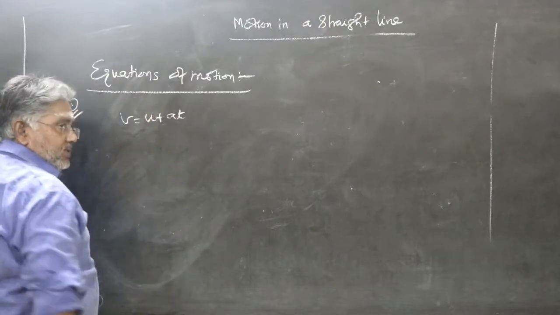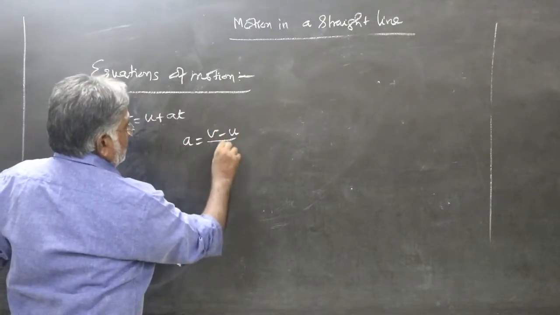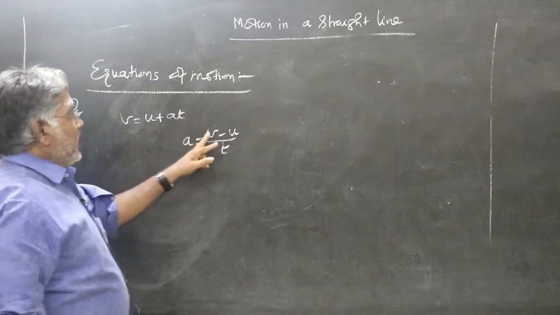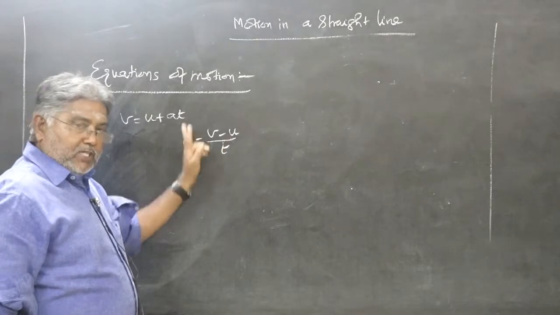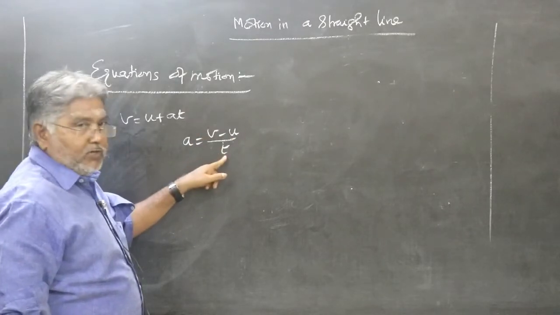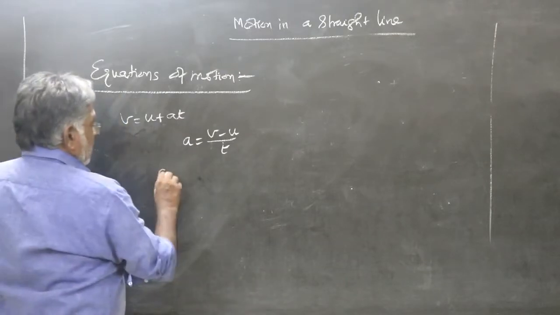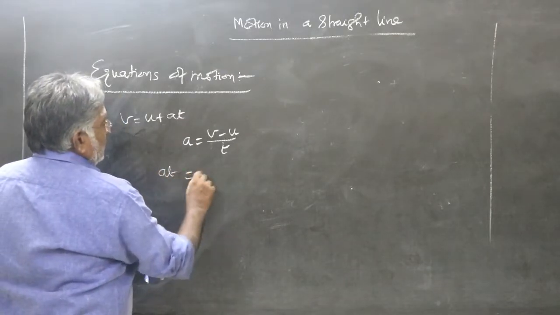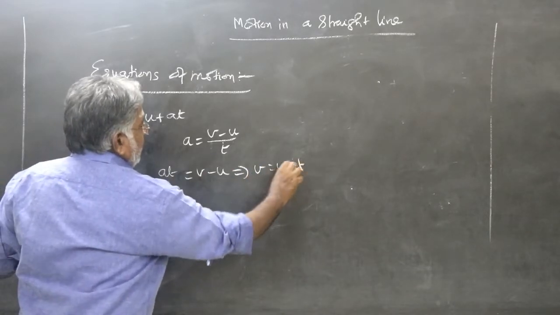How to derive it? The definition of acceleration says it is the rate of change of velocity. Final velocity minus initial velocity is the change of velocity. When you divide it by the time taken for the change of velocity, it becomes the rate of change of velocity. So rearrange it. AT is equal to V minus U, which gives you V is equal to U plus AT.